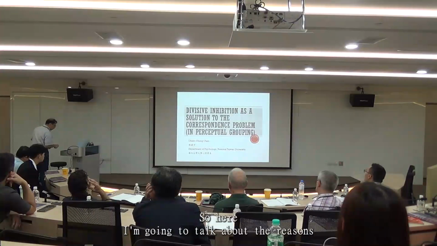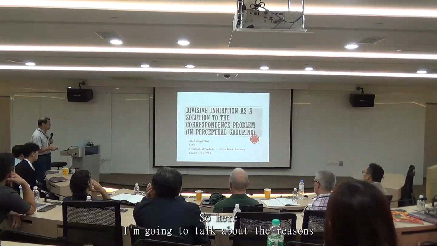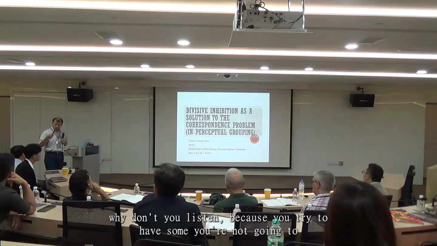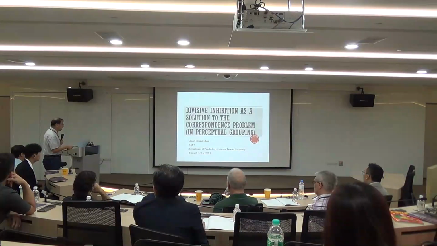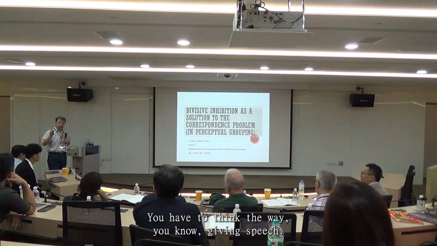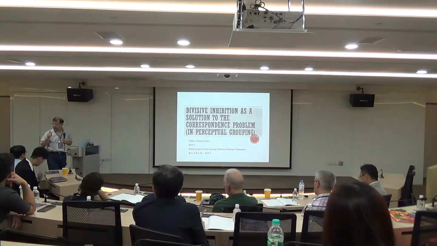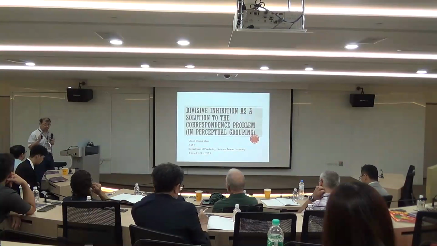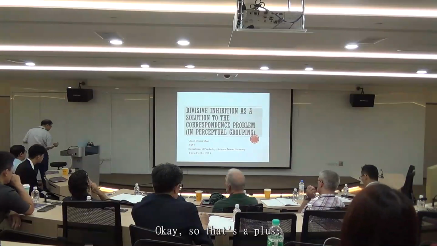Here today I'm going to talk about three things. One is divisive inhibition, trying to characterize the neural nonlinearity. Then the correspondence problem. Why is it a correspondence problem? Because when you do perceptual grouping, you have to link random image features together, but at the same time you actually remove unwanted connections. That's the purpose.